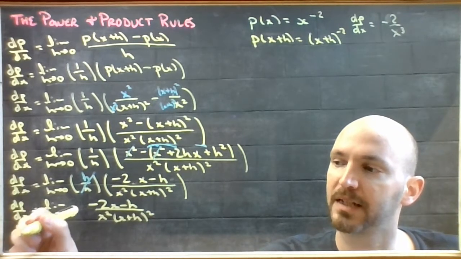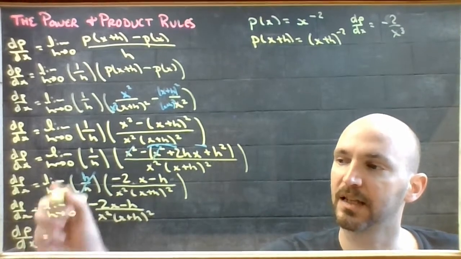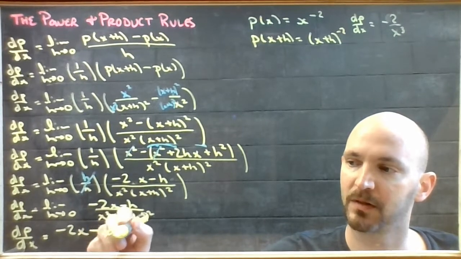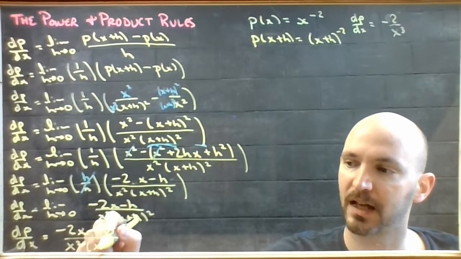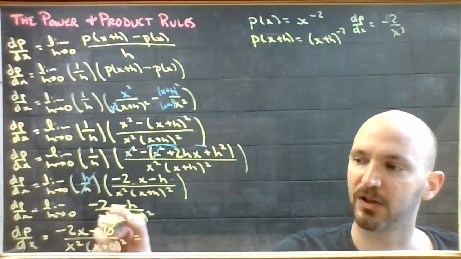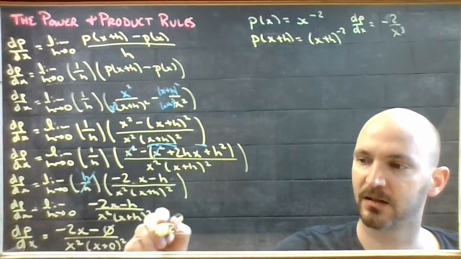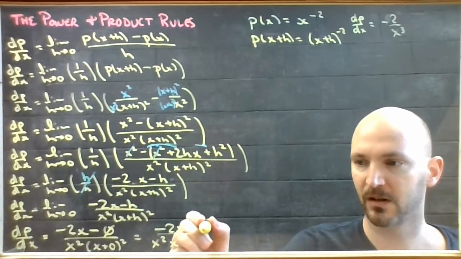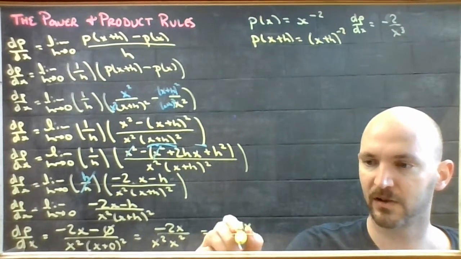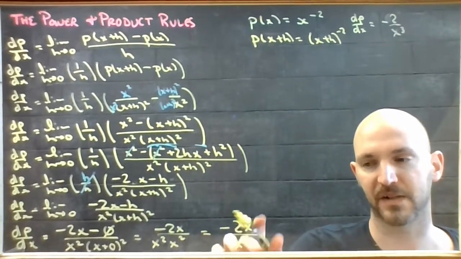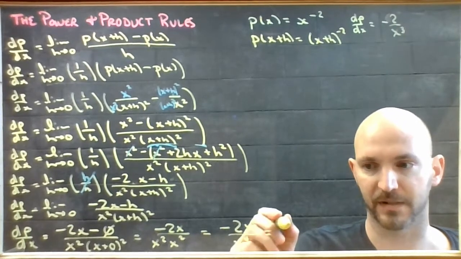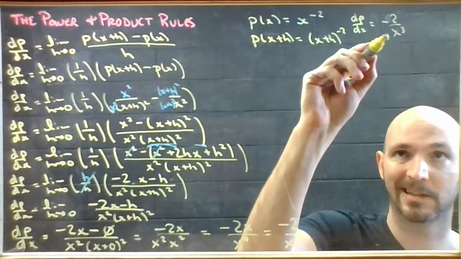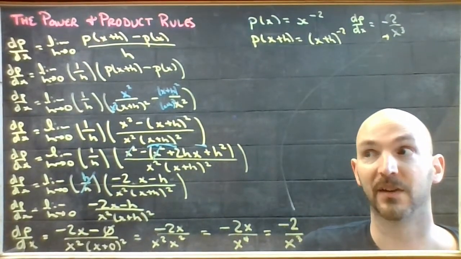So dp by dx is equal to minus 2x minus 0 over x squared times (x plus 0) squared, which is negative 2x over x squared times x squared, which is negative 2x over x to the 4, and an x on top and an x in the bottom cancel one another, leaving minus 2 over x cubed, which is what we said it would be in the first place. So that's fun.